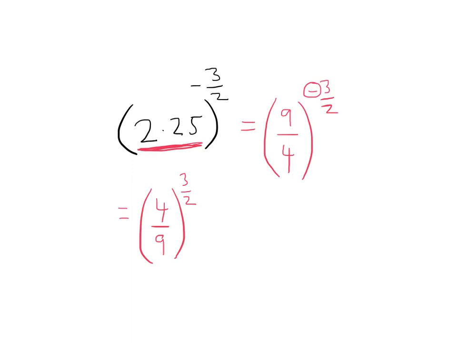So we could cube 4 and then take the square root of that. We could cube 9 and take the square root of that. But in this case, visually, it's obviously easier to take the square root of 4 and then cube it. So we end up with 2 over 3 all cubed. So we've done the square rooting. And that is 8 over 27. 2 cubed is 8 and 3 cubed is 27. So hopefully that covers off about everything you need to know about indices: positive indices, fractional indices, and negative indices.